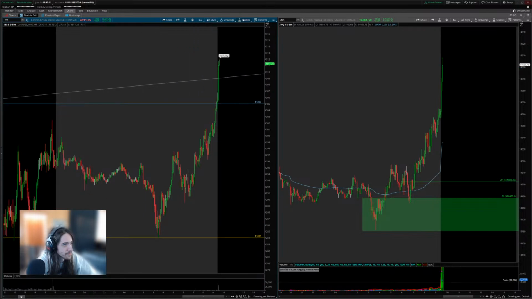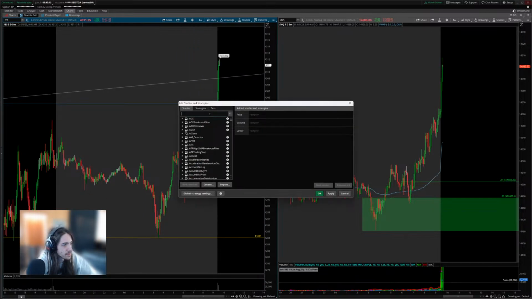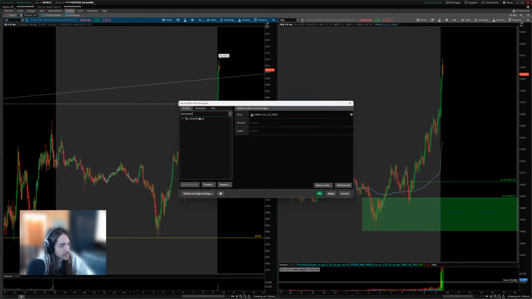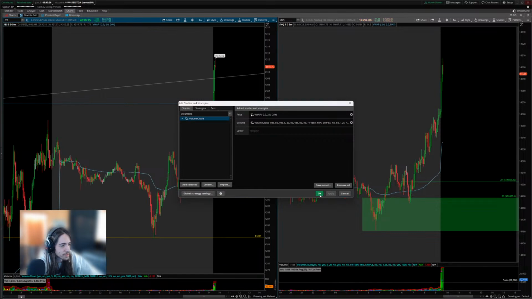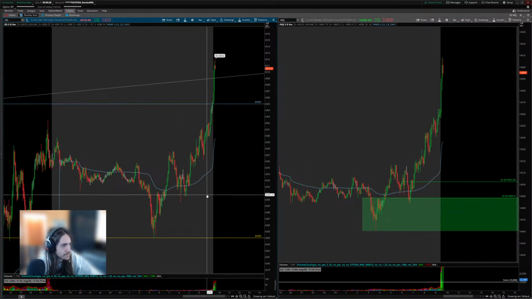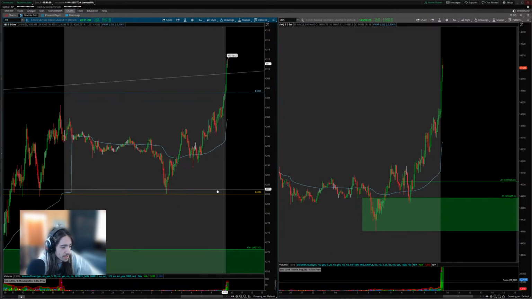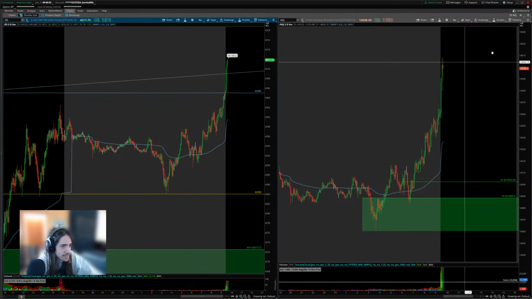Show volume. Edit studies. VWAP. Volume profile. Not volume profile, volume cloud. And if anybody's interested in this volume cloud on Thinkorswim, just let me know. I'll send you the link. It's definitely a lot cleaner on Thinkorswim than it is on anything else.